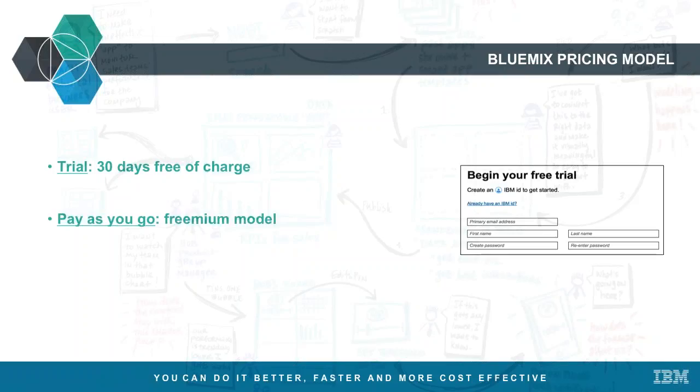After the 30 days, once you're ready to move forward with Bluemix, you can access the pay-as-you-go model, where you pay for what you use, runtime and services, and nothing more. But you have to notice that for each service there is a free tier. The free tier is how the freemium model is based.